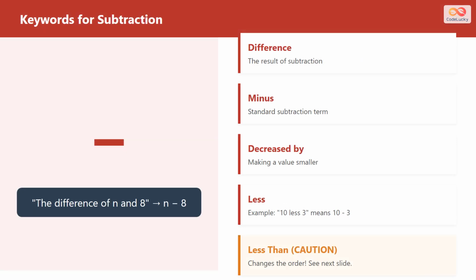Next is subtraction. Look for words like difference, minus, decreased by, or less. For example, the difference of n and 8 translates directly to n minus 8. Be very careful with the order of the numbers here, which we will discuss in the next slide.